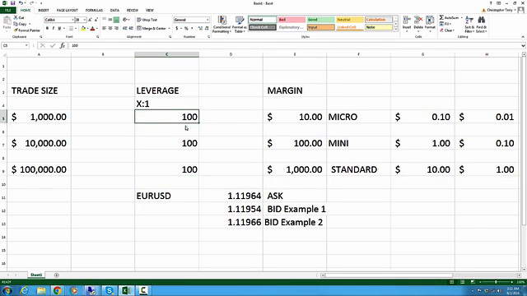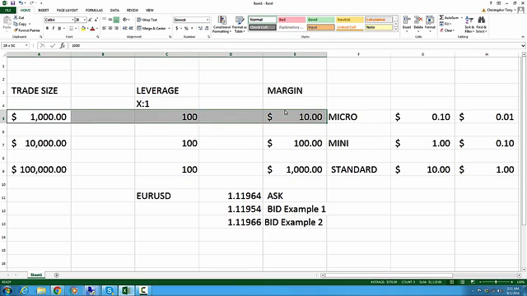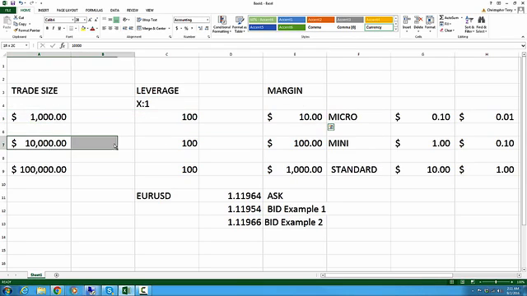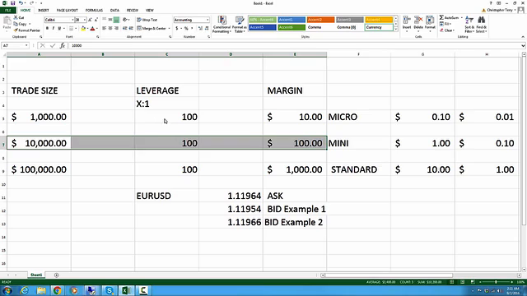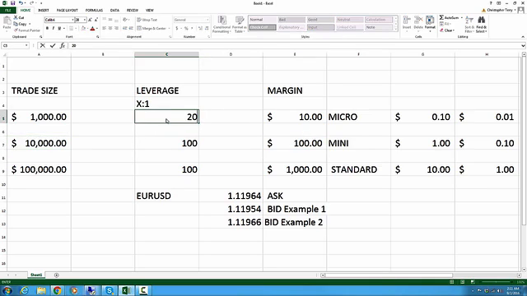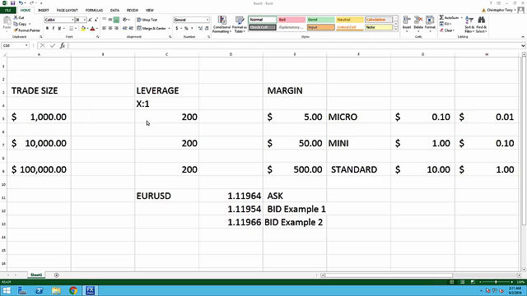If we look at the mini, $1,000 is controlled by $10. $10,000 is controlled by $100. Amazing leverage in the Forex market. Let's go to 200, and we won't go past that because there are much higher leverages out there. But again, I feel it's unnecessary. FX Choice is one of them that goes 200 to 1.